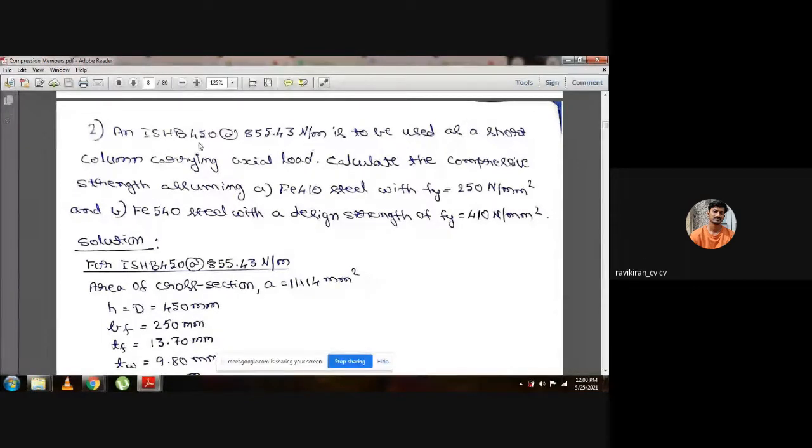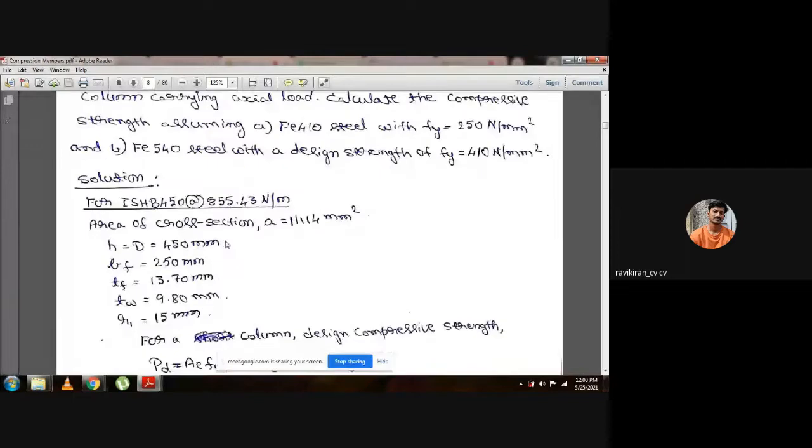So once you get this value, ISHB 450 at 855.43 Newton per meter, open the steel table and find this ISHB 450. All of you open and note down the sections. If you open ISHB 450, that is also coming in table 4. For me, it is showing in page number 14.